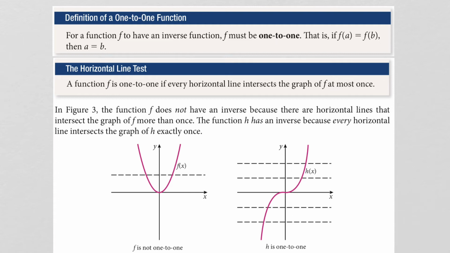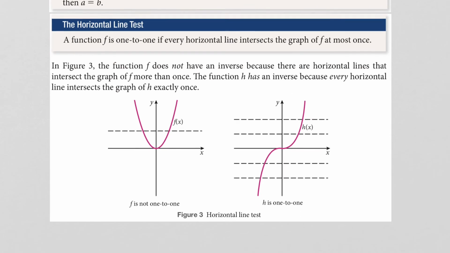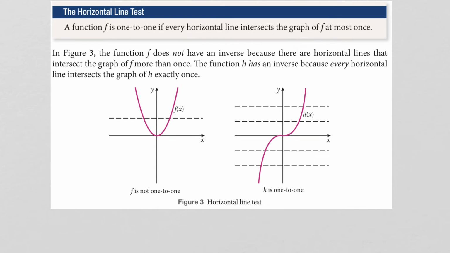Now, to determine whether a function is one-to-one, you could sometimes do it algebraically, but it is easier to understand this from a graphical point of view. The way we do this is by using something called the horizontal line test. The horizontal line test tells you that when you have a one-to-one function, every horizontal line intersects the graph at most one time. So if you look at this function right here, this function is not one-to-one.